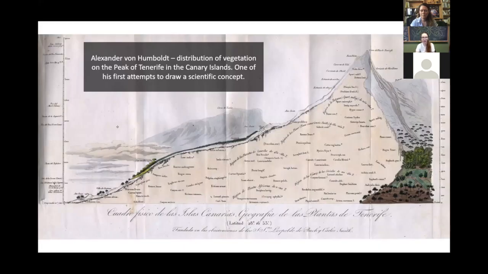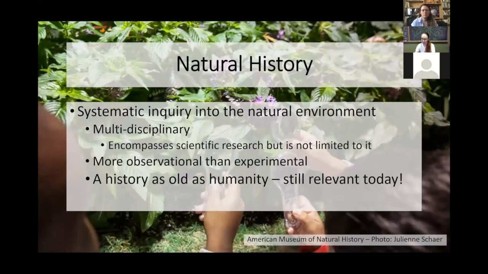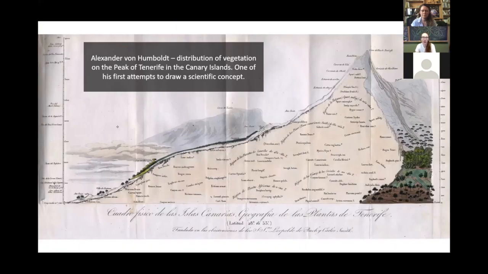So here is an example of Alexander von Humboldt's work. He was a very influential scientist. His work influenced people like Charles Darwin, Henry Walter Bates, Alfred Russel Wallace, Simon Bolivar, Thoreau, Ernest Haeckel, and John Muir. So this is one of his earliest attempts to represent in a visual format a scientific concept. He was documenting the change of vegetation up the elevation of Tenerife in the Canary Islands.